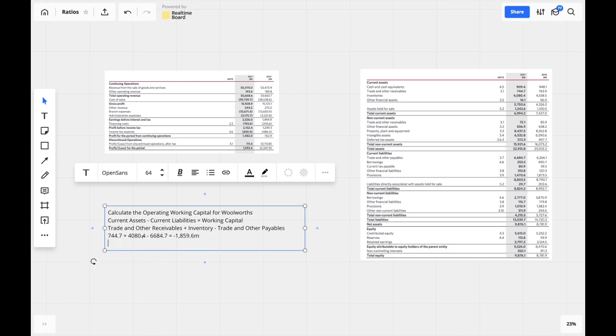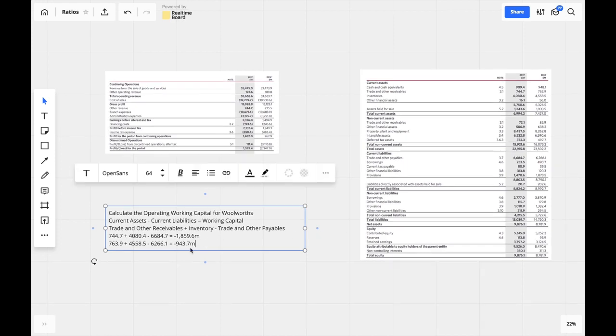So we've calculated that for 2017. Let's do the same thing for 2016. Receivables of 763.9 plus inventory of 4558.5 minus trade payables of 6266.1. If you want to grab your calculator with me, you can work this out. We actually get minus 943.7, which is almost half of what it was this year.